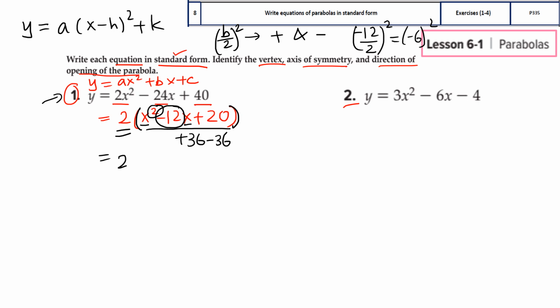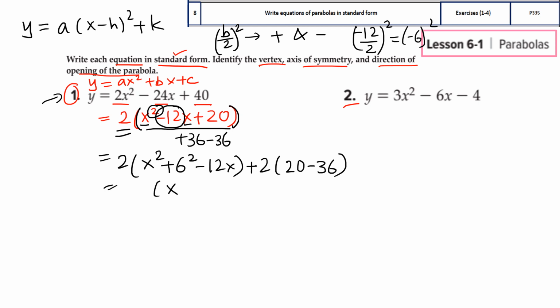So what do I have? 2, x square plus 36 can be written as a perfect square of 6. And I take the middle term minus 12x. What I'm left with is 2 times 20 minus 36. Not to forget this term. Okay, now these three can be converted into a perfect square using algebra.